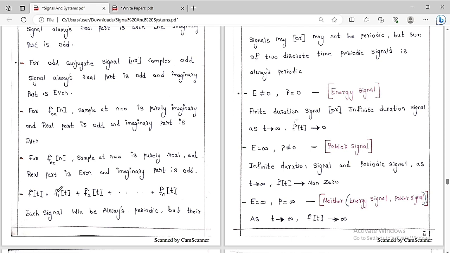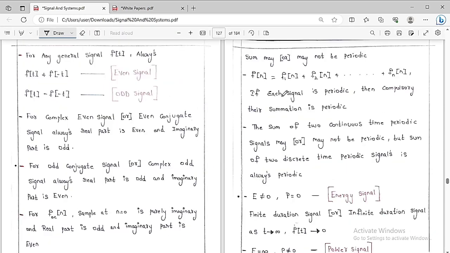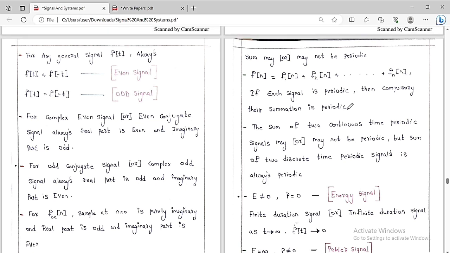These things I have already told you so many times, so always keep them in your mind. Now my next point is, suppose f of n is equal to f1 of n plus f2 of n plus up to fn of n. If each signal is periodic, then the summation is also periodic. So, suppose this is a discrete domain.